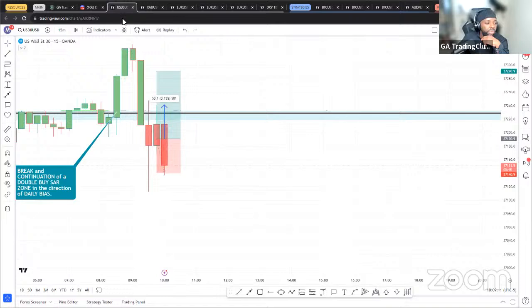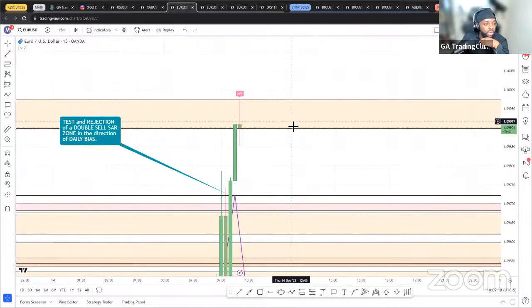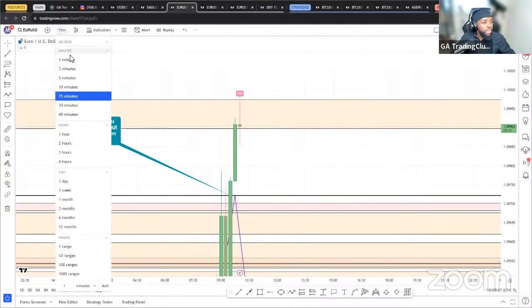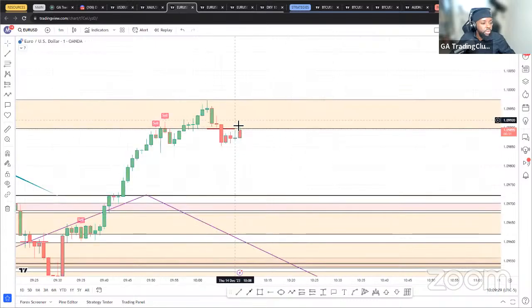I got taken out of the US 30, so I'm down 1% for the day. So the next one I'll wait for is EU. Yeah, but US 30 hit stop loss for me. EU. So that's the 1 minute entry.